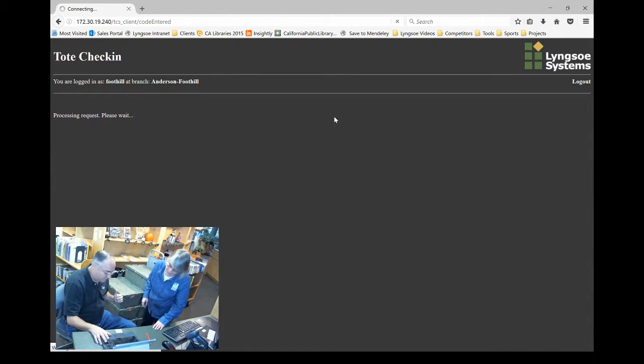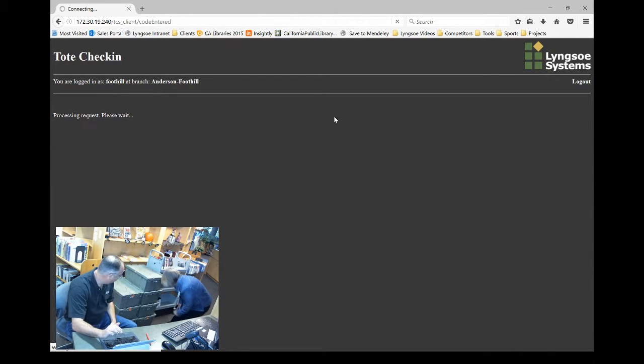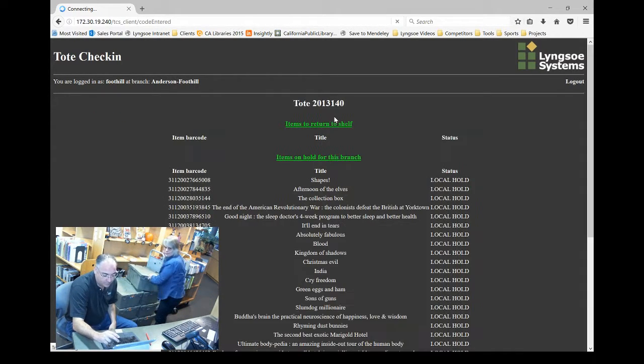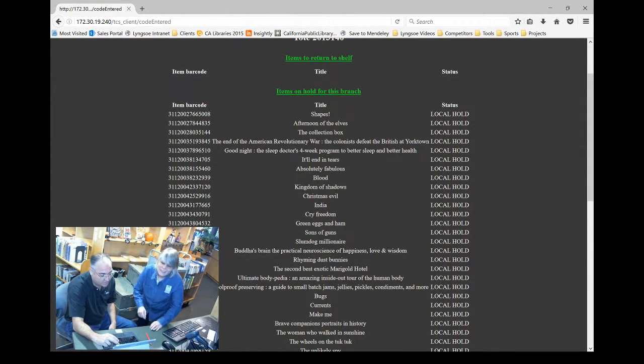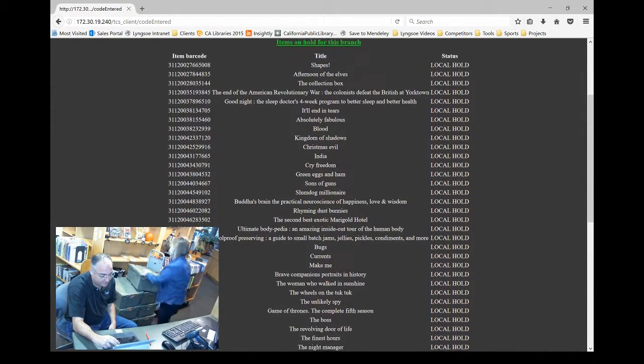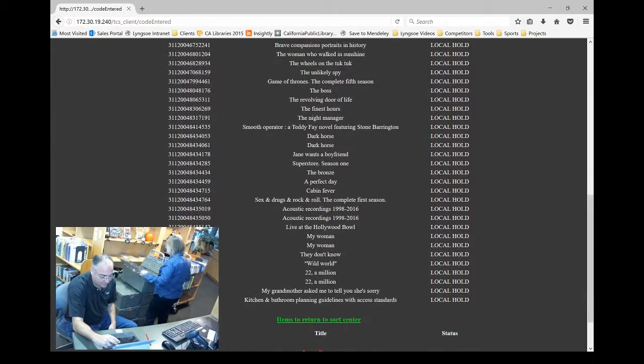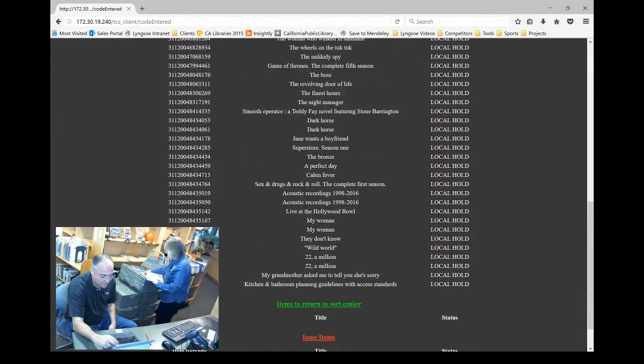2013-140. Yes. These are all local holds for this branch. Again? Again. Okay. None of them have returned to the sort center.